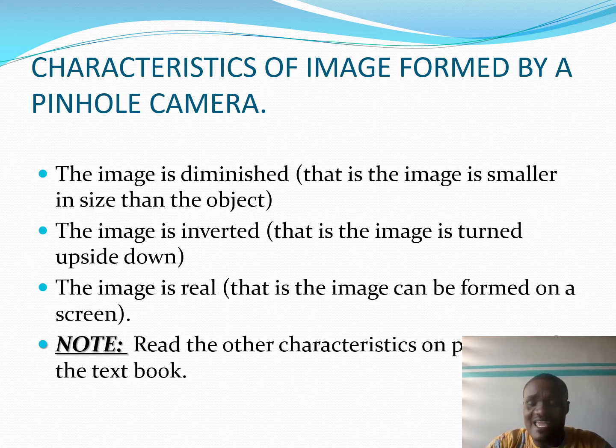Now, the image size can be the same as the object size when the object distance and the image distance are the same. That is, if the image distance is, let's say, 2 centimeters from the pinhole, and the object distance is, let's say, 2 centimeters from the pinhole, and the image formed inside the box is also 2 centimeters from the pinhole inside, then the size of the object will be the same as the size of the image, or the image size will be the same as what? The object size. Read further to get to understand what I am saying.